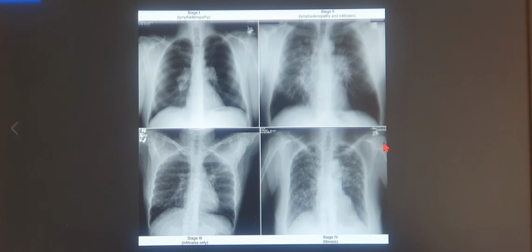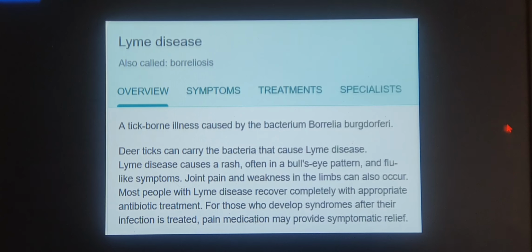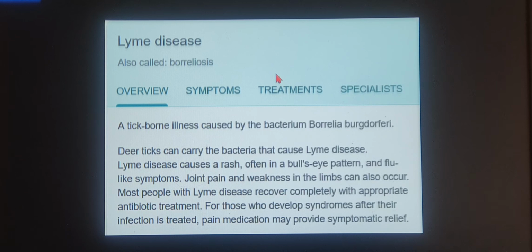So the very first thing is going to be the Lyme disease. Now, first of all, what do you mean by Lyme disease? As you can see on the screen here, it's also called borreliosis. Why? Because it's caused by a bacteria called Borrelia burgdorferi. Now, mark my word, Borrelia burgdorferi is a bacteria. Okay, it's a bacteria which is carried by a tick called a deer tick, also called a black-legged tick. Okay, you have to keep that in mind.